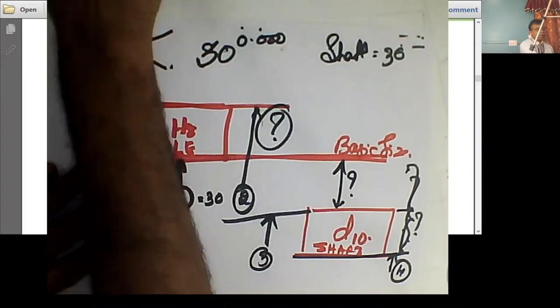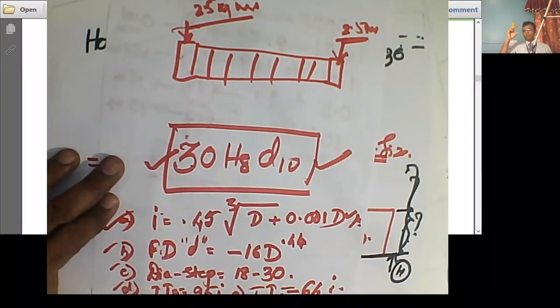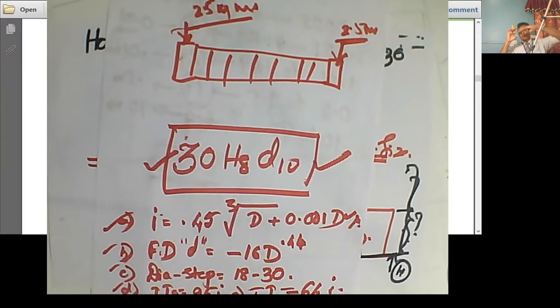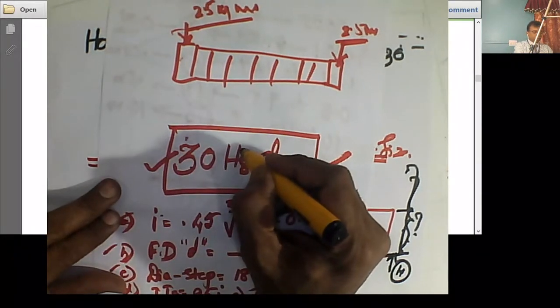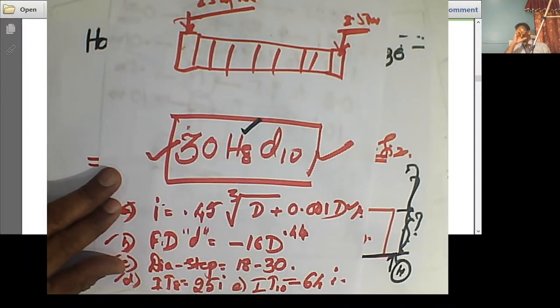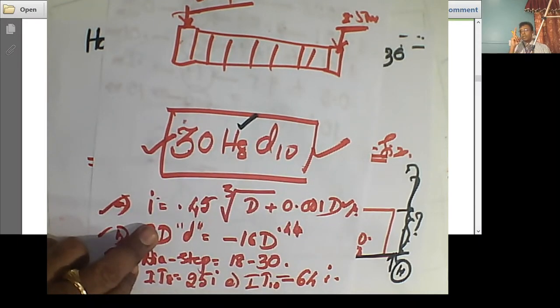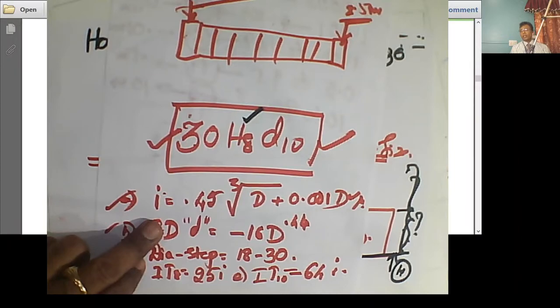Now let us analyze what is given. 30H8D10, H hole, it is on XY line. A to H holes, they are all having a positive deviation. Next, A to D shafts, they are all having negative deviation. This means that H hole is above XY line and D shaft is below XY line, or the basic size, which means that this is a clearance fit. Even if you write, you will get one mark. Just by looking into this, you will be able to see. So this is a clearance fit. 30H8D10 is a clear cut case of clearance fit.